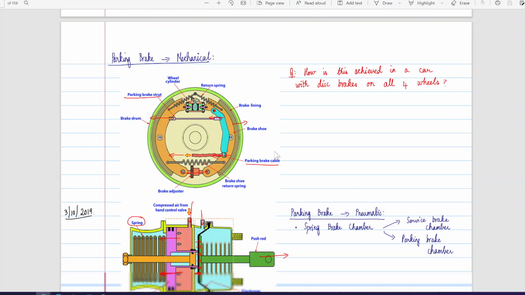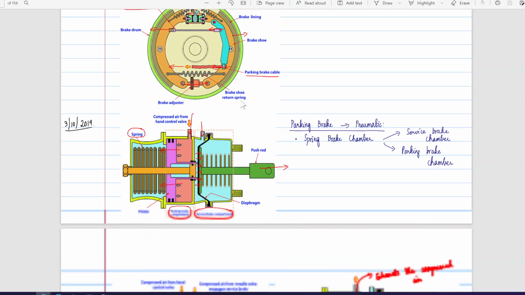Now let's take a look at the parking brakes. So parking brakes are purely mechanical, right, and are done using cables. So you would have seen the hand lever, which you can use to engage parking brakes. That hand lever is connected by cables to brake shoes, and this motion of the parking brake cable results in engagement of the parking brakes.